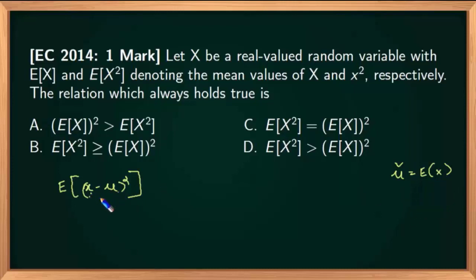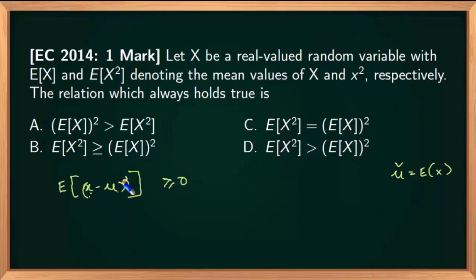Because x takes values only that are real, the expected value will also be a real value. So these things are real, and the square of a real value will always be greater than or equal to 0. This is a non-negative number, 0 included maybe. Now the expected value of a non-negative number will always be a non-negative number.